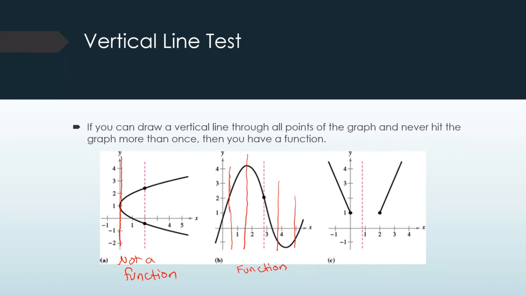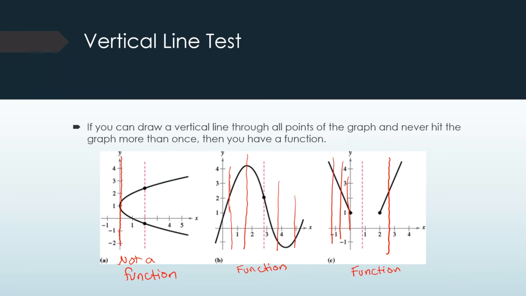Now the third one here, we have a line that's not going through the graph at all, but that's fine because you just can't hit it more than once. So you can hit it 0 times, or you can hit it once if I draw lines in other places, but you never go through it more than once. So that means it's a function.